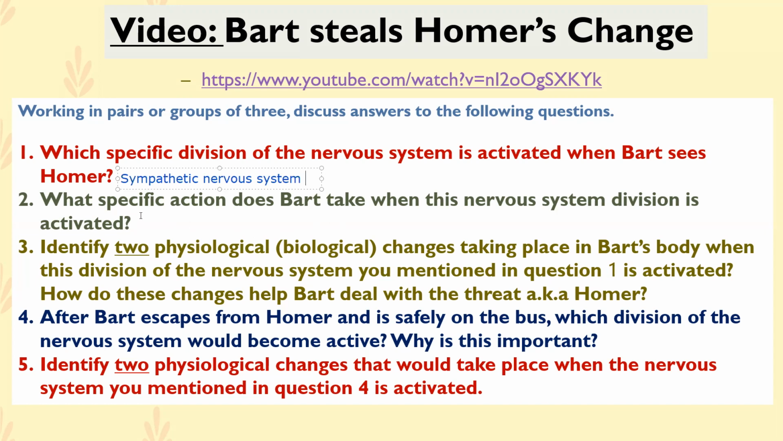What about the second question? What specific action does Bart take when this nervous system division is activated? Remember, we said there are two main actions that the sympathetic nervous system can prepare us to do. Can anyone tell me what action he decides to take? I think I'm going to start calling on names because I can only see one or two people contributing, which is not fair. So let me just pick a name at random.